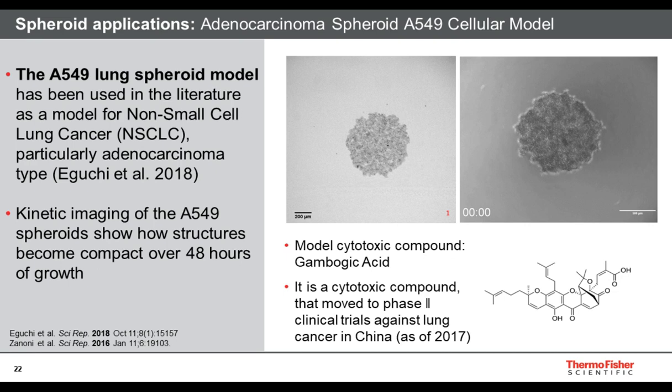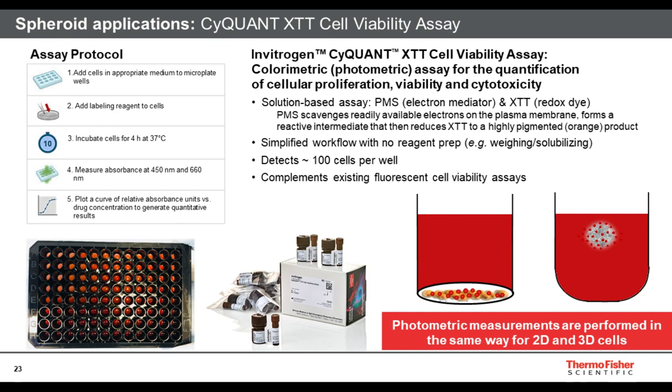Now that we have talked about the importance of 3D models and the technology used to study 3D models, we will now talk about how several existing reagents that are established for 2D models can be used for studying 3D models. CyQUANT XTT is an established 2D model photometric cell viability assay that is solution-based. There are two components to this assay: XTT, which is a redox dye, and PMS, which is an electron acceptor that enhances the reduction of XTT.